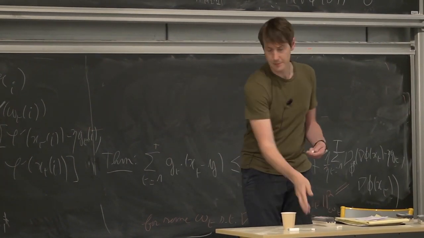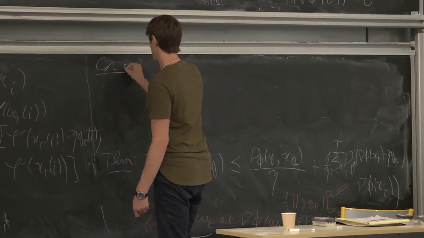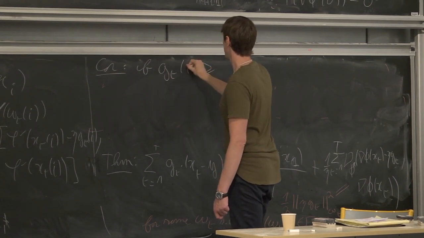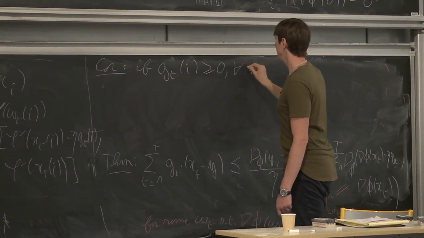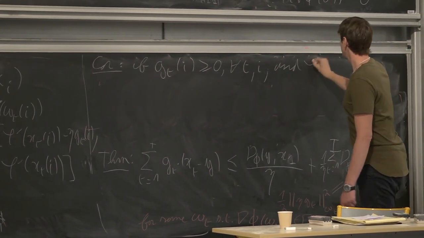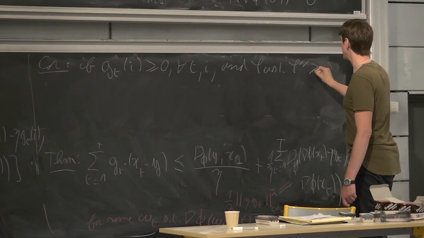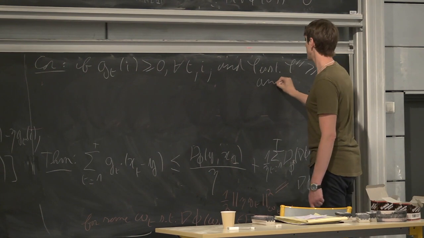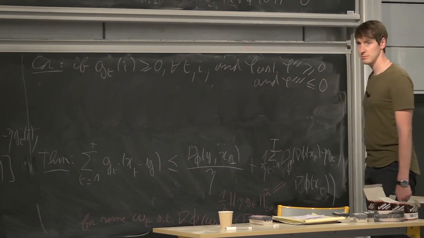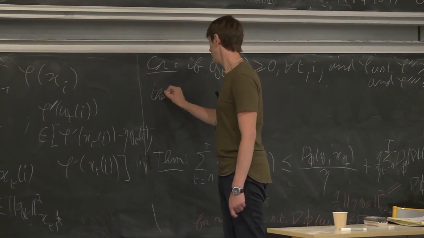Okay, so summary. So corollary. If GTI is non-negative for any T and any I, and phi is such that it's convex, so phi double prime is non-negative, and we also assume that phi triple prime is non-positive, then we have the following guarantee.